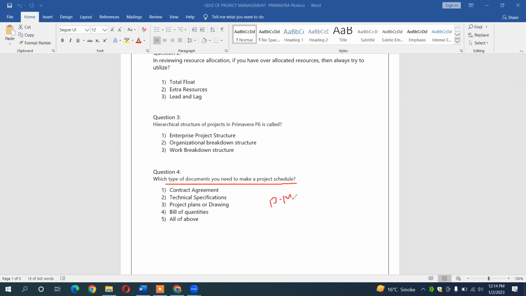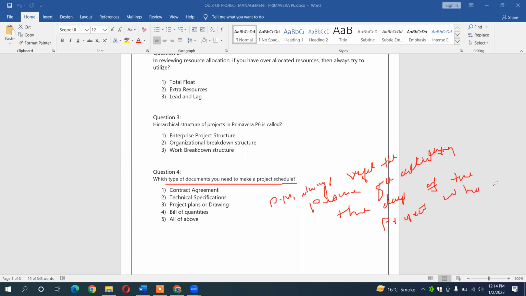The project manager always refers to the person who is going to do the estimate of work for calculating the days of the project. It means that your QS, your project manager, always refers to the person for finding the number of days for the project, who is going to do the estimate of work.